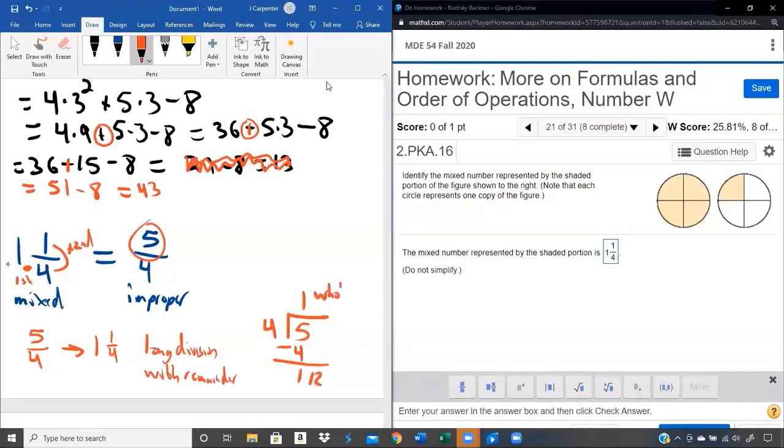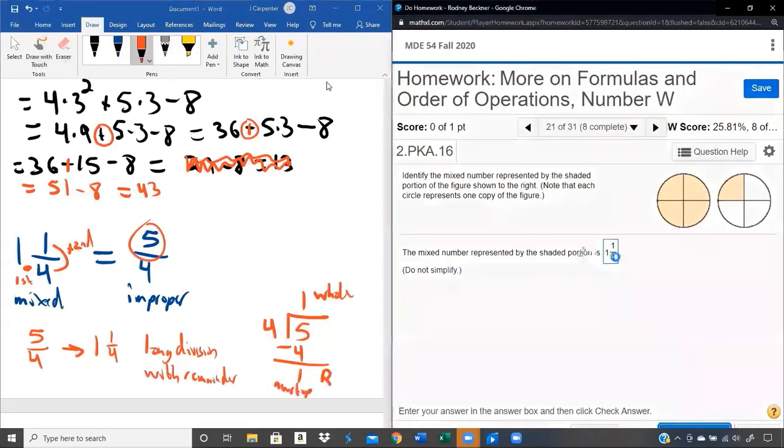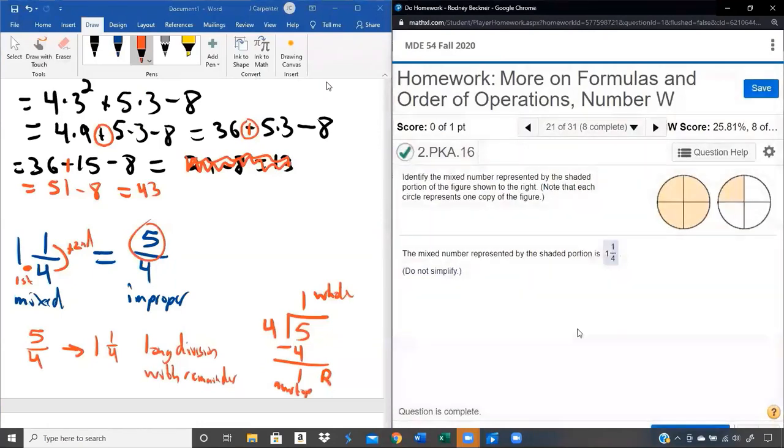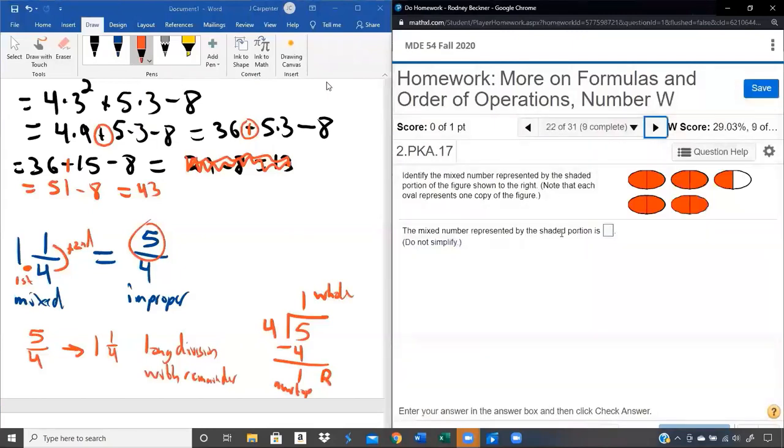So this would be your whole, and this would be your new top. Let me make that a little cleaner, it looks like a 12. There we go. This would be your new top. All right, that wasn't the point of this problem, but I wanted to make sure that was addressed.